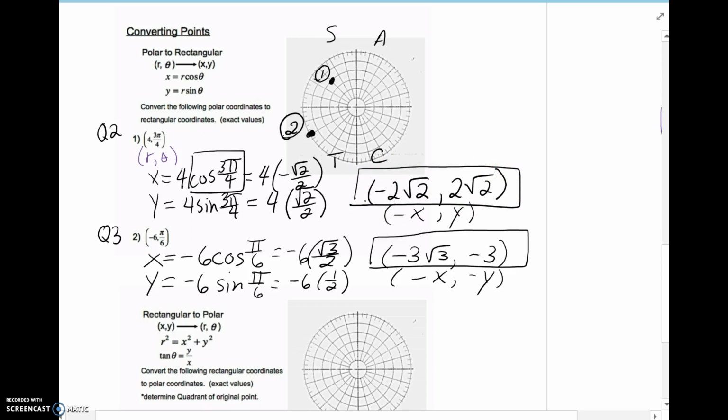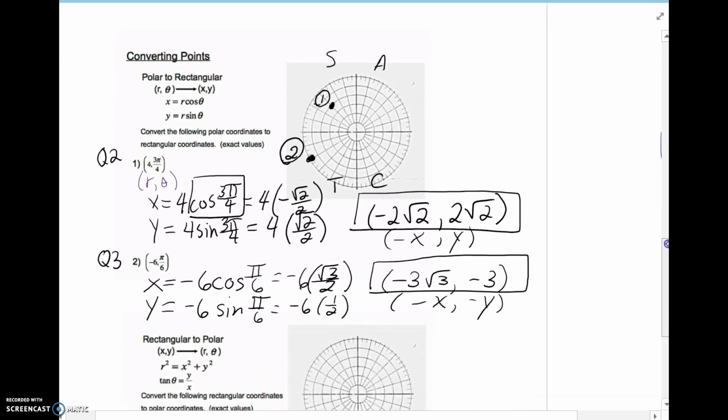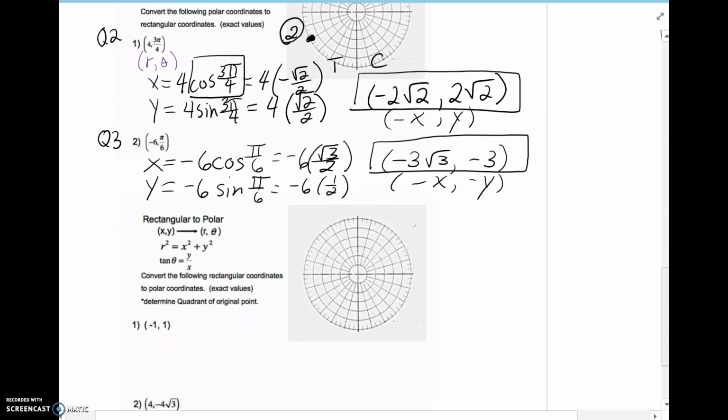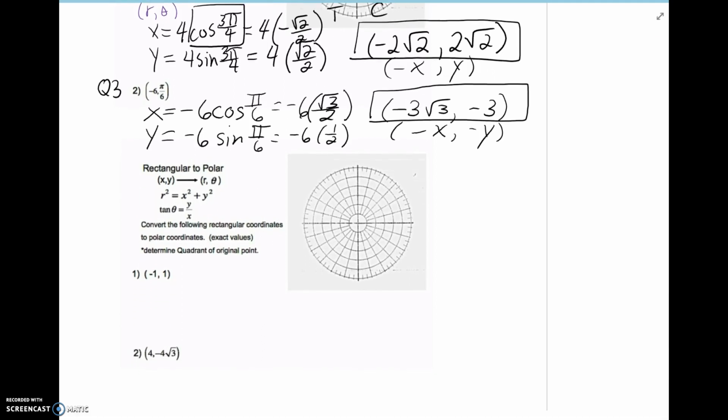The next one's a little trickier because we have 2 options for our quadrants, so you have to be careful. You have to be careful which one you pick based off of the initial graph. So for this, although I'm not going to graph the polar coordinate right away, what I do want to think about is when I go to graph it, this is negative x, positive y.